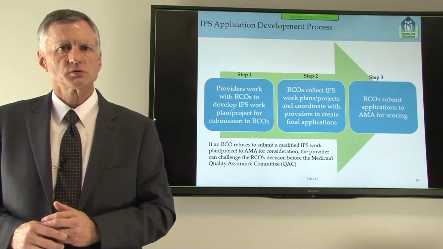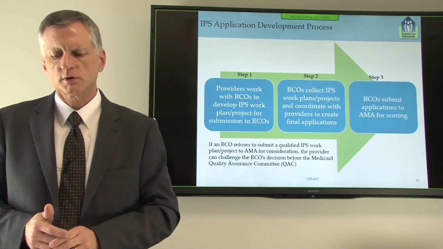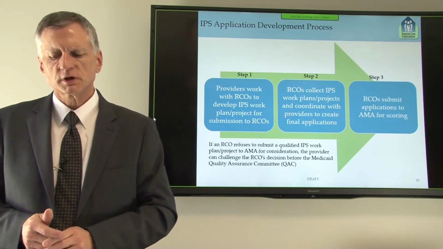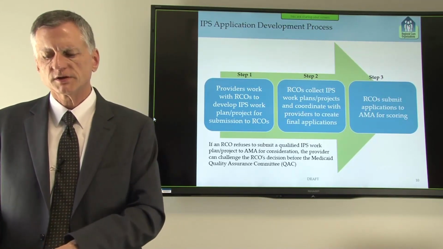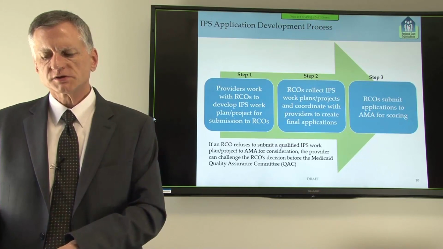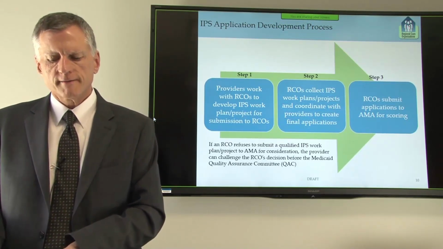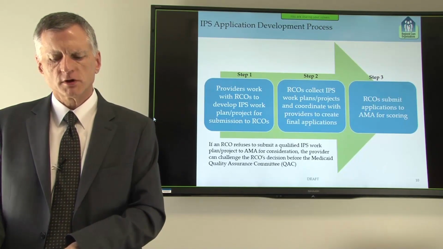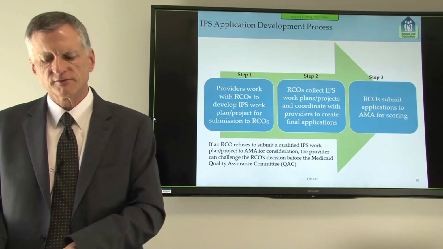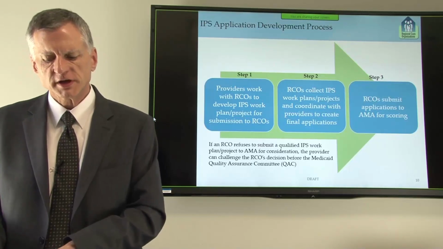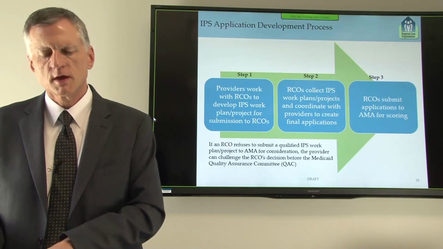These IPS proposals do not come directly to Medicaid. They go through the RCOs. It's very important. Step 2, the RCOs collect IPS work plans and projects and coordinate with providers to create the final application. And then step 3, the RCOs submit the applications to AMA for scoring. And it mentions here if an RCO refuses to submit a qualified IPS work plan or project to AMA for consideration, the provider can challenge the RCO's decision before the Medicaid Quality Assurance Committee.